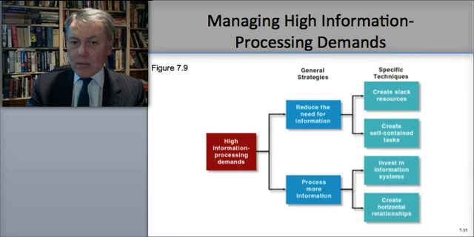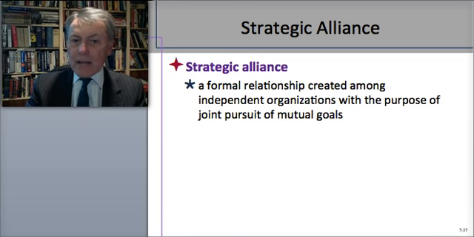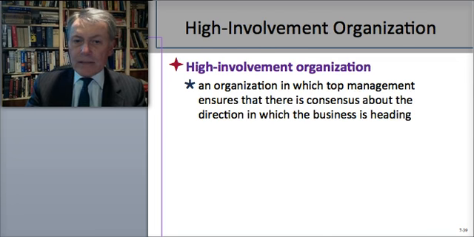Managing high information processing demands. Reducing the need for information. Slack resources: extra resources on which organizations can rely in a pinch. If they get caught off guard, they can still adjust. Strategic alliance is a formal relationship created among independent organizations with the purpose of joint pursuit of mutual goals. A learning organization is an organization that's skilled at creating, acquiring, and transferring knowledge and modifying its behavior to reflect new knowledge and new insights.